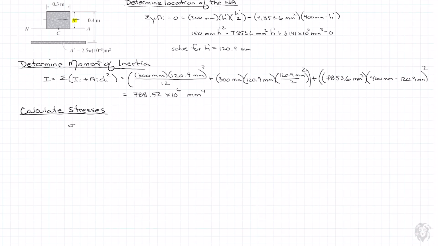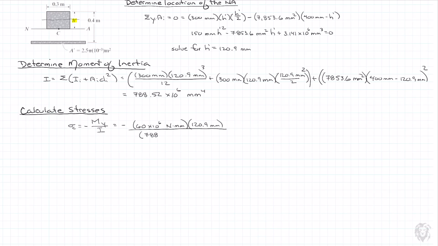So our stress in the concrete is equal to negative My over I. Now our moment given in the problem is 60 kilonewton meters. So we'll put that in here, and of course that is 60 times 10 to the 6 Newton millimeters. Keep our units compatible. And the y, in this case, is the distance from the neutral axis to the top fiber, which is equal to our h prime, which you recall is 120.9 millimeters. And then we divide that through by our moment of inertia, which we just calculated.